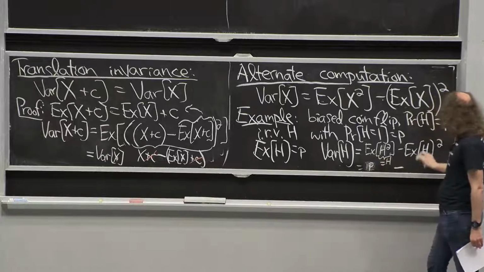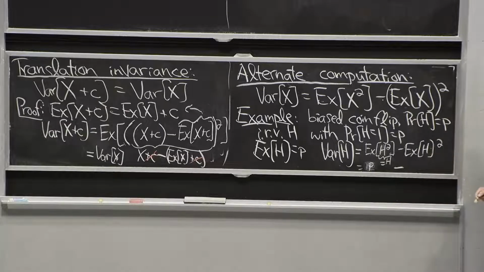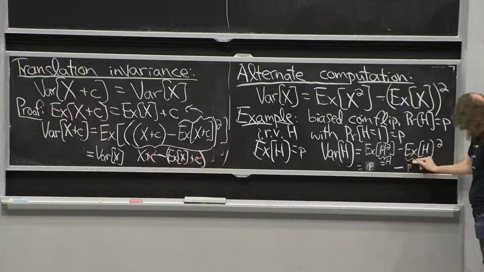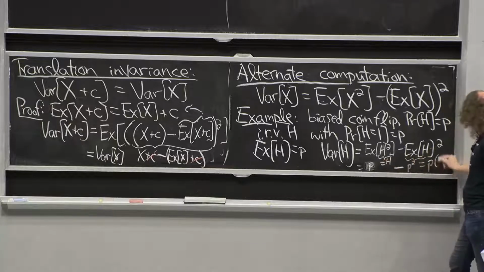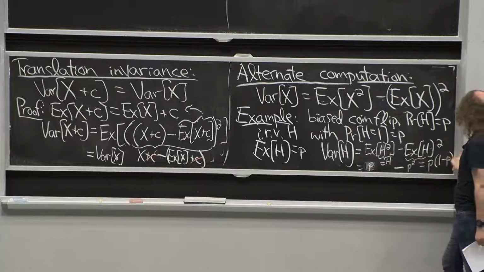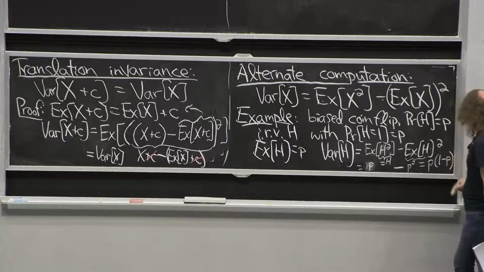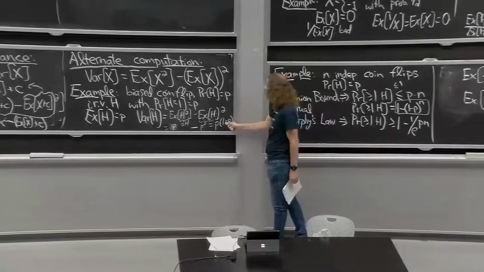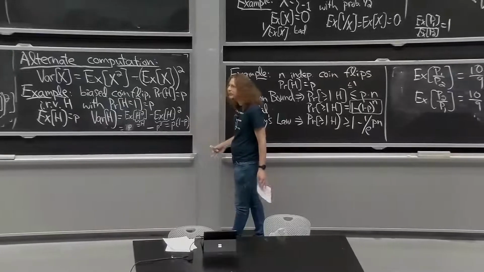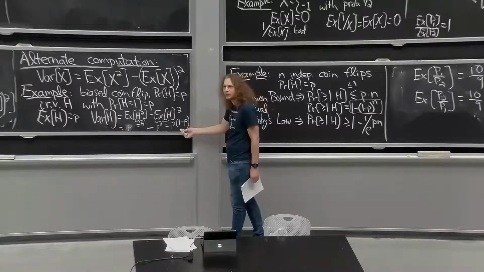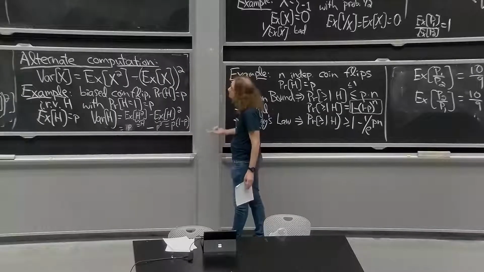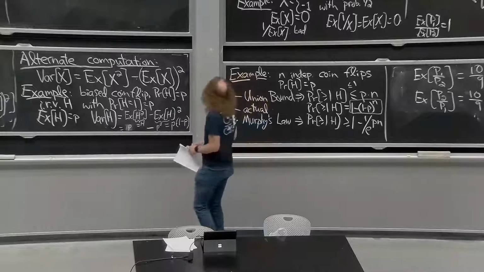And then we have minus expectation of h squared. Well, expectation of h, again, this is p. So this is p squared. So p minus p squared, also known as p times 1 minus p. Looks a little bit more natural. It's the probability of heads times the probability of tails turns out to be the variance in this case. If you look at standard deviation, it's the geometric mean between p and 1 minus p, which is kind of a nice number.